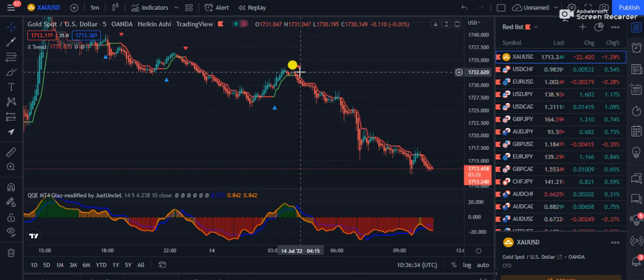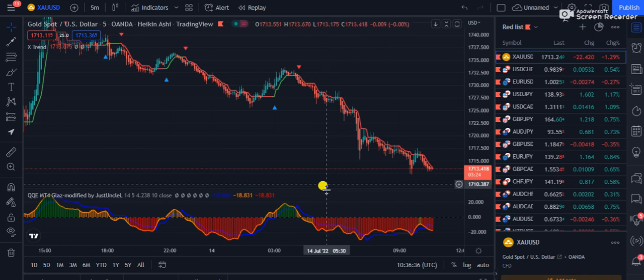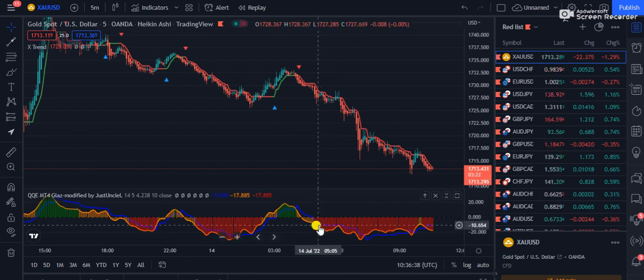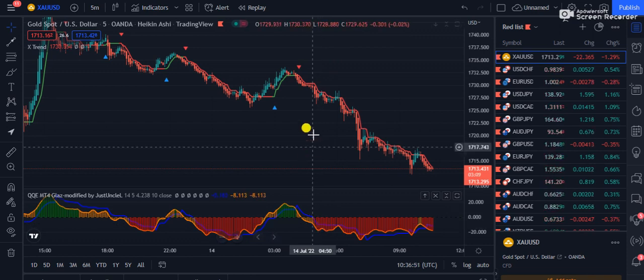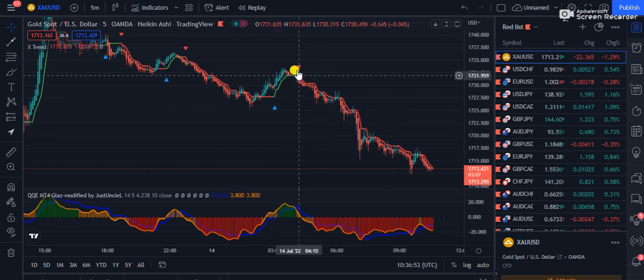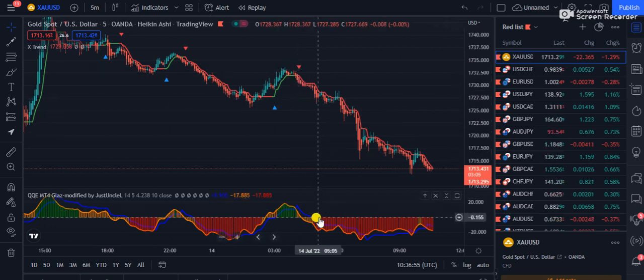So you will not execute any trade unless the QQE MT4 Glass Modified indicator by Just Uncle changes its color into red. So this is your entry, because if you are taking entry before it, you can have a potential loss on the particular trade. So it will be better that you wait for the QQE to turn red so that you can take your entry. So this is all about the gold.